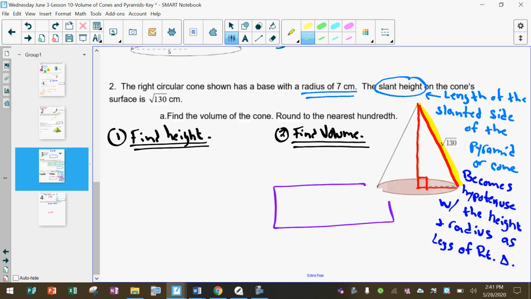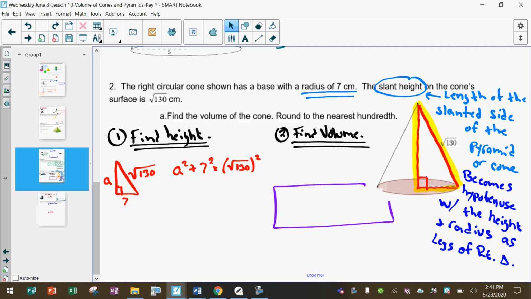Now that length of the outer edge creates a hypotenuse with the height of the cone and the radius as the legs. So the slant height would be the hypotenuse. The height and the radius would be the legs of the right triangle. So the first thing we need to do is find our height using our Pythagorean theorem.